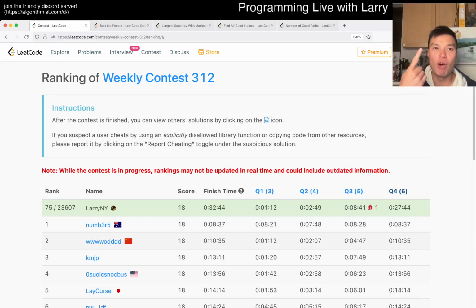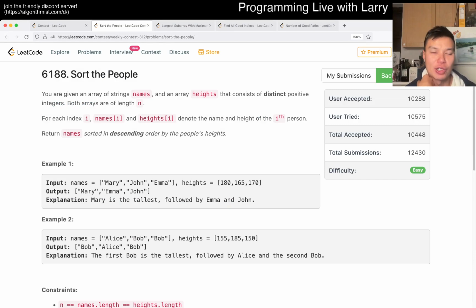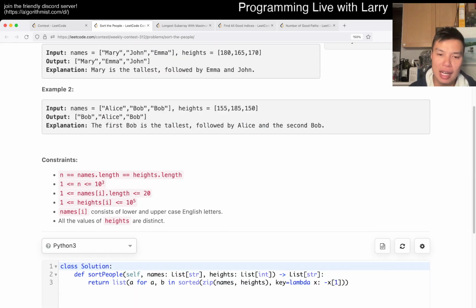This is me going with Q1 of the weekly contest 312, Sort the People, which sounds kind of like a genocide situation, but probably could phrase that a little bit better. Anyway, it is just that you have to sort the names by the heights. And yeah, that's pretty much it.